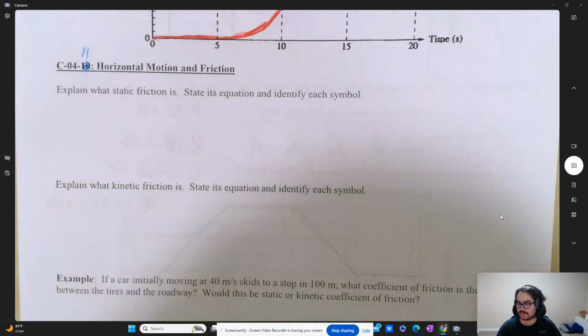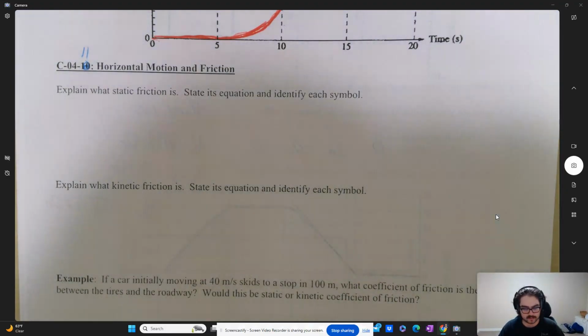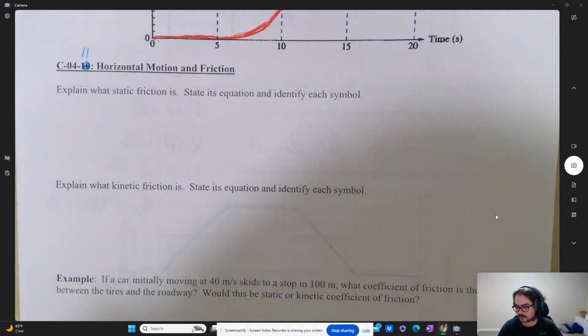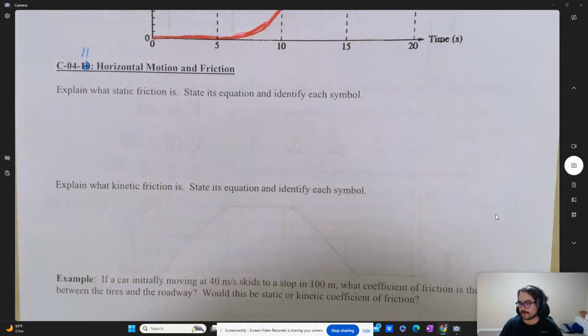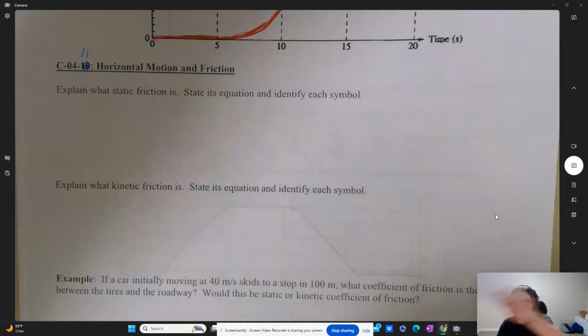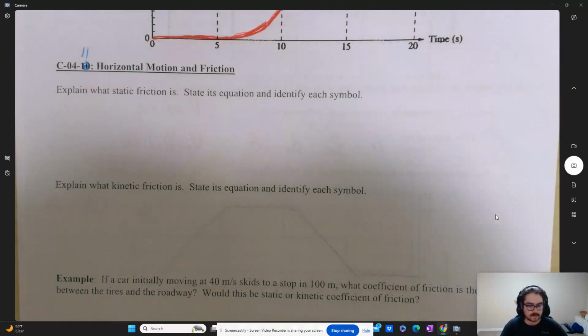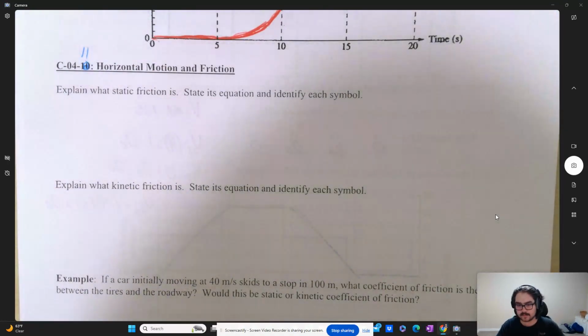Horizontal motion and friction. This is where we left off. This is section 11, on page 22 of my notes packet. And the way that it works is just briefly talking about some friction stuff.